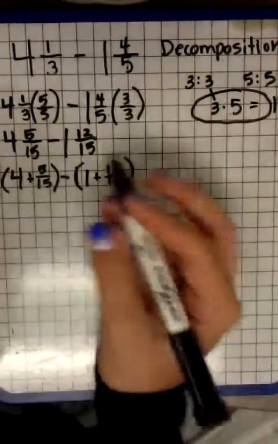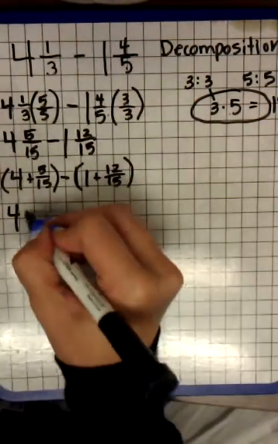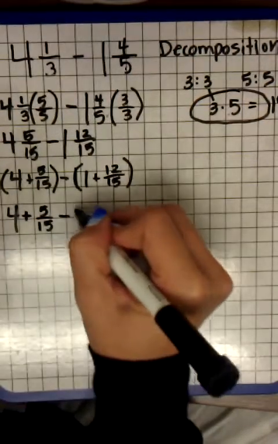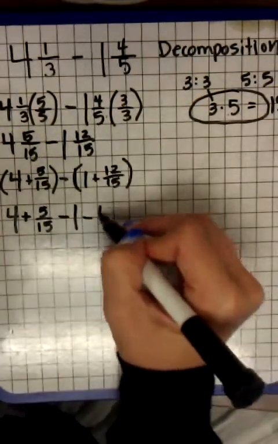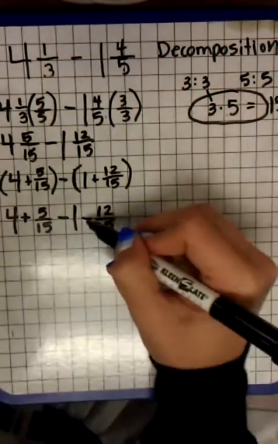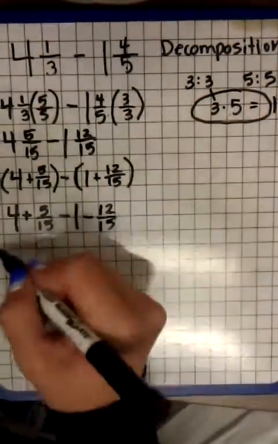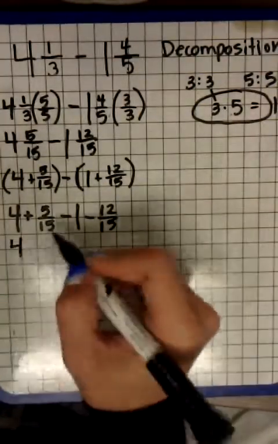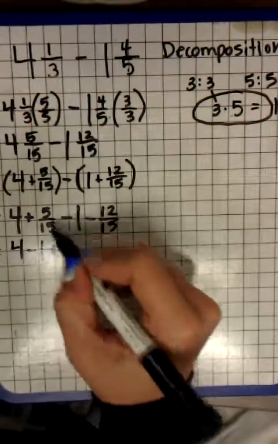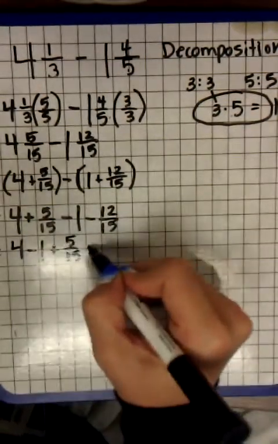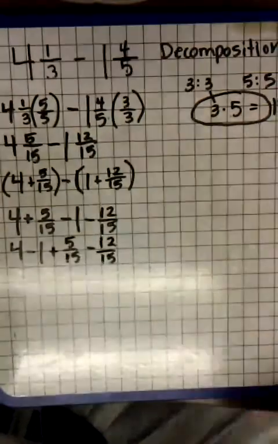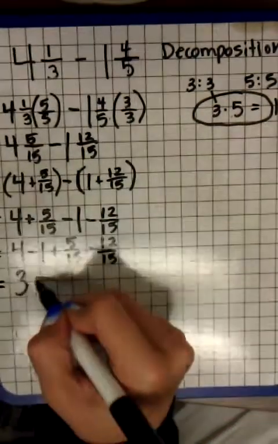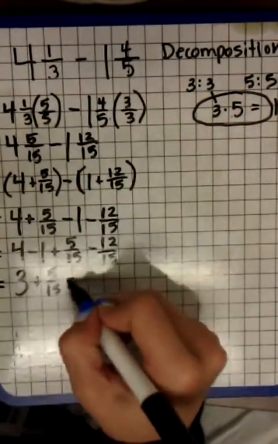All right, so in my next step, I'm going to rewrite it again. So I've got 4 plus 5/15 minus 1 minus 12/15. Writing this as plus is one of the most common mistakes they'll make. Okay, next step. Now I'm going to group my like terms. I have 4 minus 1 plus 5/15 minus 12/15. Okay, now I can simplify. 4 minus 1 is 3 plus 5/15 minus 12/15.